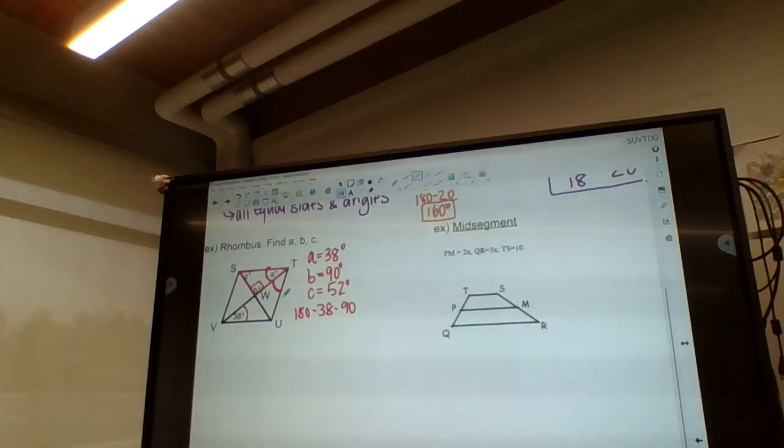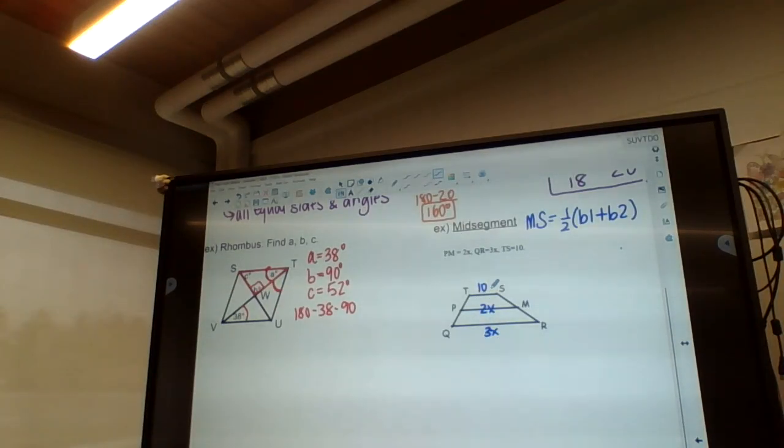The next one is another formula. This is our mid-segment formula. The mid-segment equals 1/2 of the two bases added together. So if they tell me that PM is 2x, it's the center one here, QR is 3x, and they tell me TS is 10. Now PM is our mid-segment. That's the mid-segment of that shape.